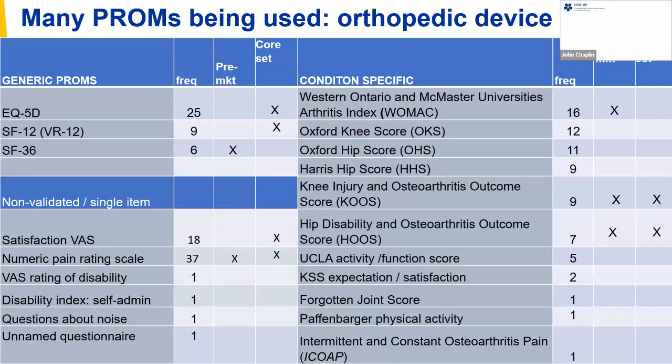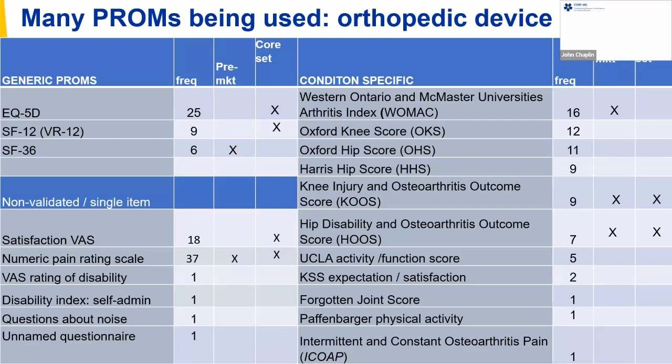This table is rather data-rich, you could say, but I want to focus just on a few things here. Firstly, to note, this is the orthopedic data that we collected, and this is looking at the type of PROMs questionnaires that were being used in those studies that we examined. First thing to notice is that there are a large number of different types of PROMs being used. The second thing to notice is that there are a lot more condition-specific questionnaires than there were generic PROMs.